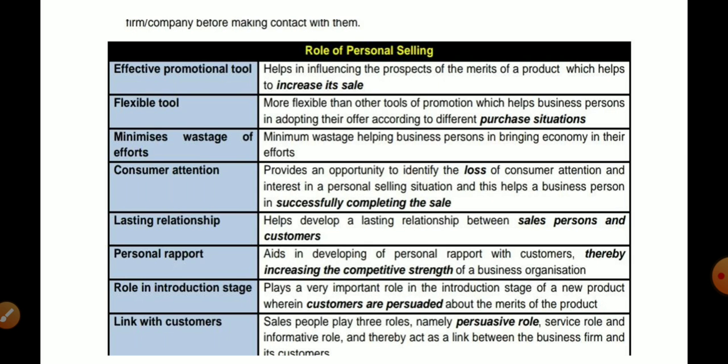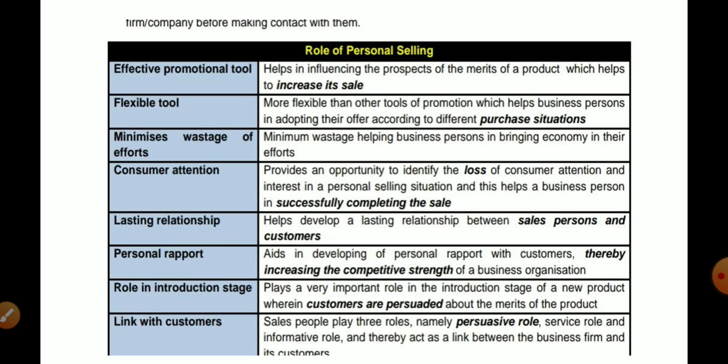Some more are the role of personal selling. It can be used as a merit also. An effective promotional tool, it increases sales directly. A flexible tool, it depends upon the purchasing situation. You can give more information according to the needs of the customer. Minimize wastage of efforts: yes, you can easily save your efforts, time and cost. Consumer attention: you totally give attention to your particular customers, and this will increase the trust of the customer in the product.